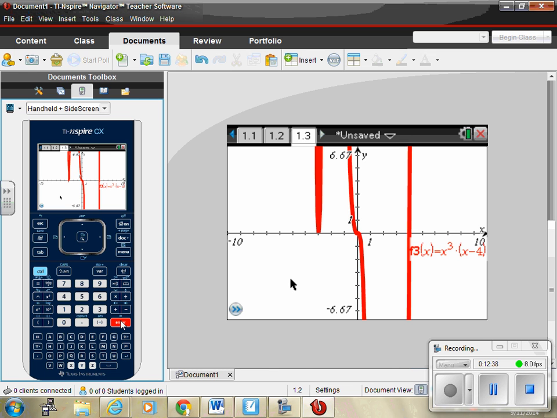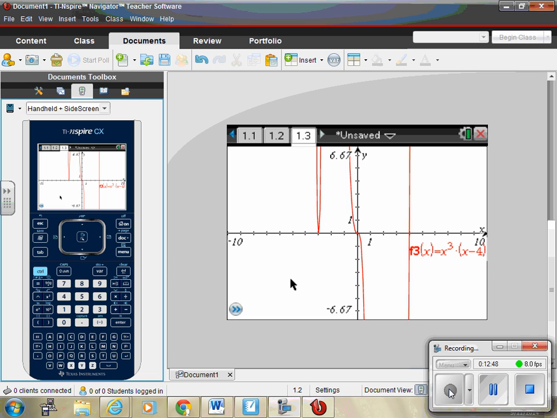And hopefully you expected to see something like that. We can see that the graph actually bends and turns. It touches at negative 3. It passes through at x equals 0, and it passes through at x equals positive 4.